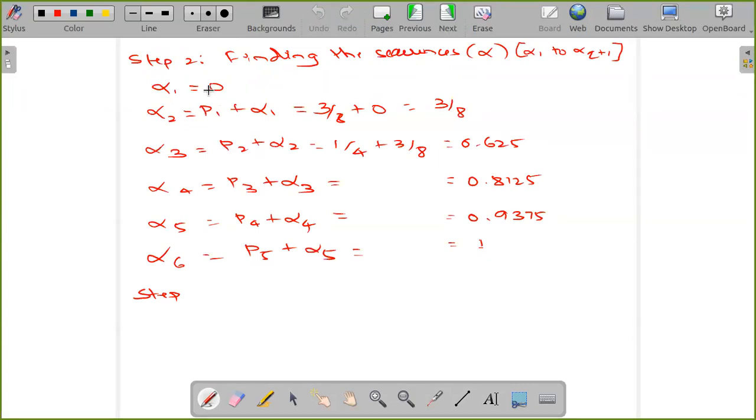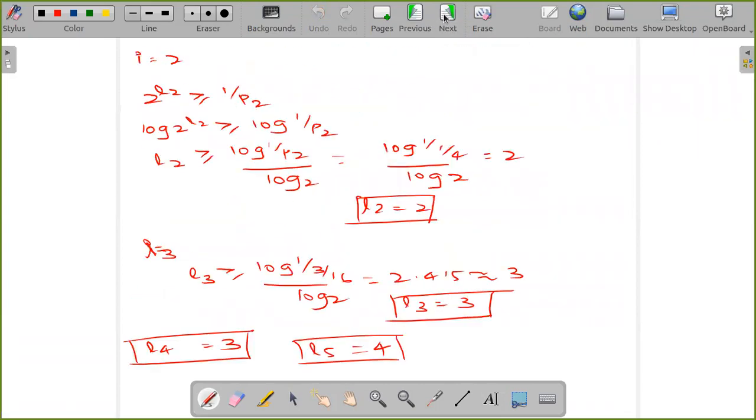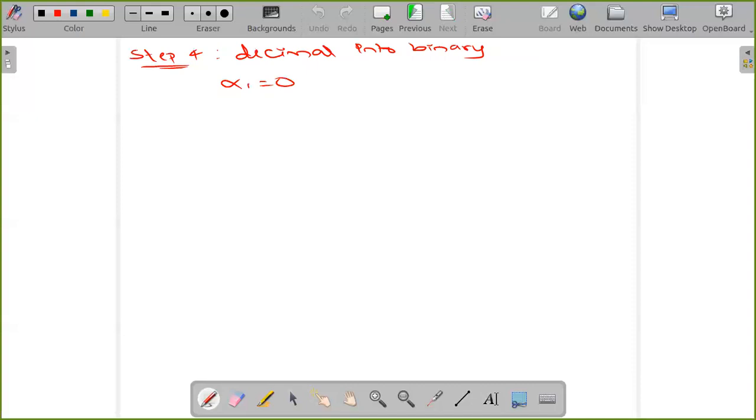Now alpha 1 equals 0. Now what is alpha 2? Alpha 2 equals 3 by 8. Can you tell me what exactly is the value of 3 by 8? Yes, 0.375. Very good. Now this value should be converted into binary. I'll show how it has to be done.